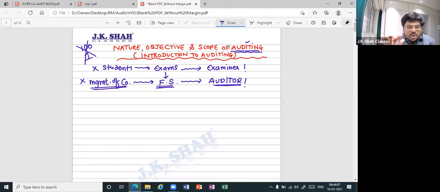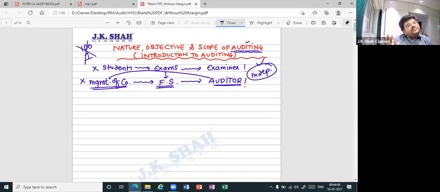When I told you auditor, I hope an auditor is an independent third person. What do you mean by independent? It means management and the auditor, should they be hand in hand? No. If they are hand in hand, then obviously the objective will fail, no? So management and auditor, they should be related or unrelated? Unrelated. That is the meaning of independent. So auditing is a dependent examination of financial statements, or an independent examination of financial statements? Independent examination of financial statements.